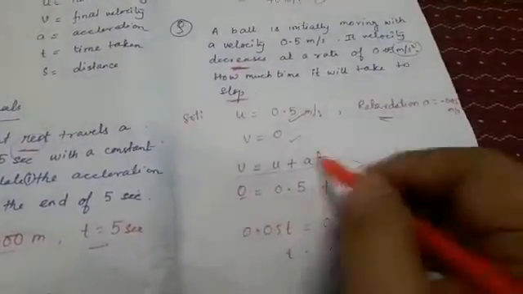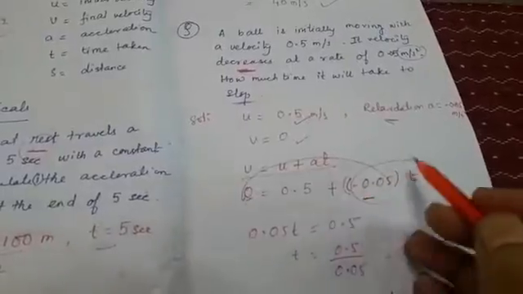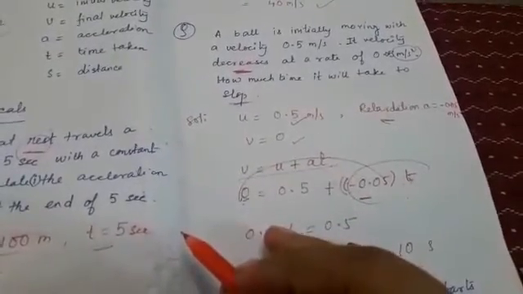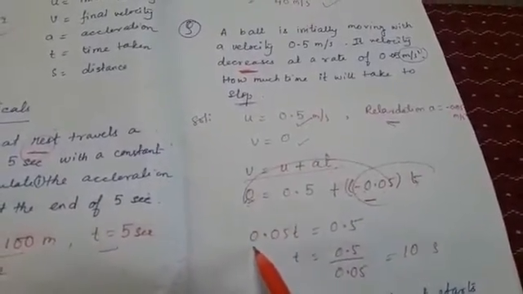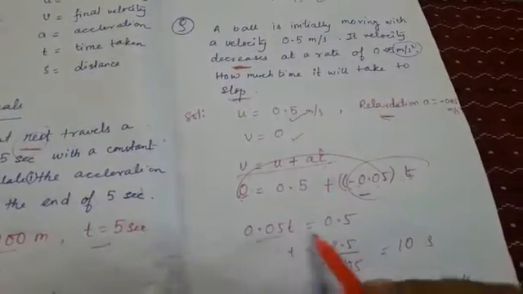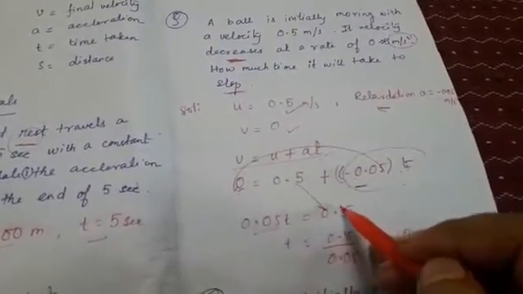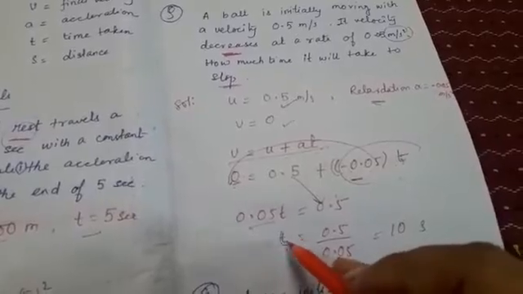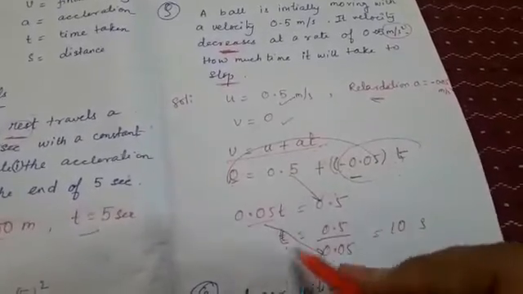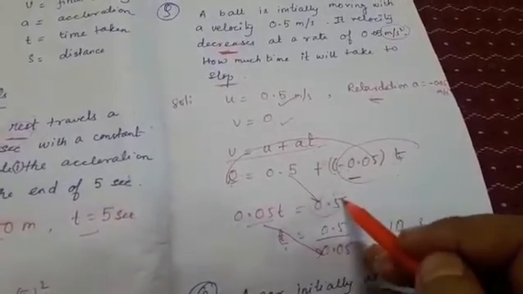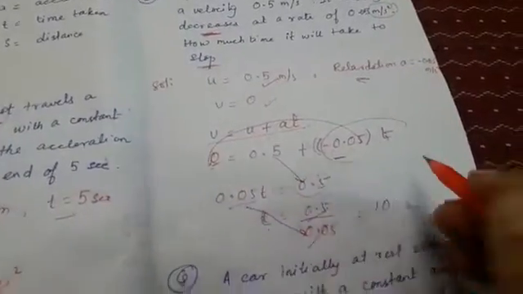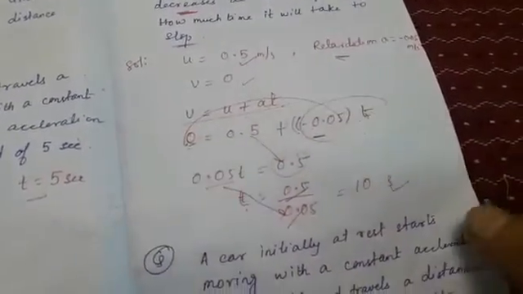You send this to that side, so this minus will go to that side of the equal to sign, it will become plus. So 0.05 t is equal to 0.5. So your t will be, you bring this 0.5 down by cross multiplication, 0.5 by 0.05, you cancel, you will get 10 seconds as the required answer.